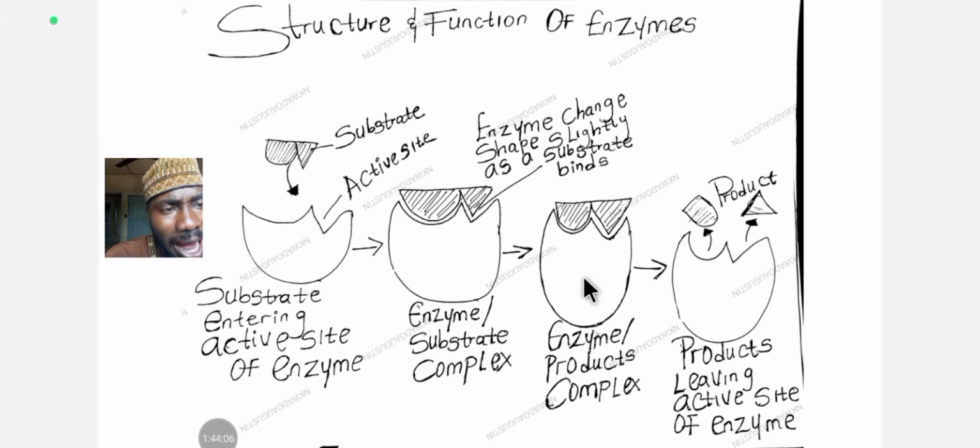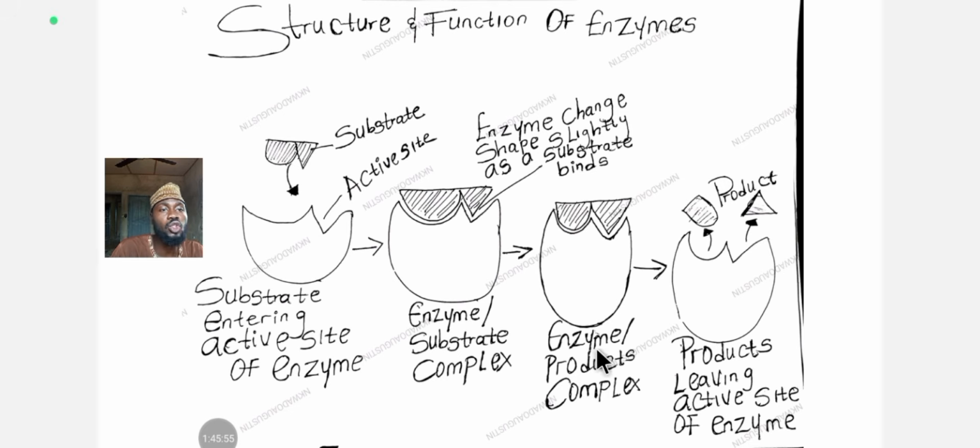Then what happens afterwards? The product is formed. Let's say for example the substrate was carbohydrate. We want to digest carbohydrates. The enzyme amylase wants to digest carbohydrates. This is the enzyme amylase, and this substrate here is carbohydrate. Immediately it binds and forms the enzyme substrate complex. It's going to form another complex called the enzyme product complex, because the product has formed.